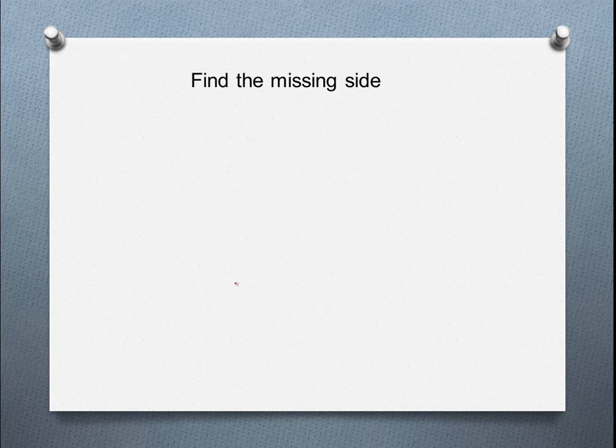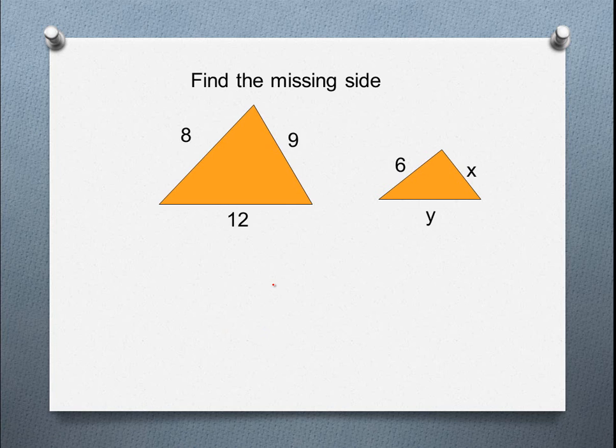So I want you to try this one in your notes. In this particular problem, you've got two missing sides. So you're going to find x first and then find y. Go ahead and hit pause and solve that proportion. We'll work them out when we get to class.